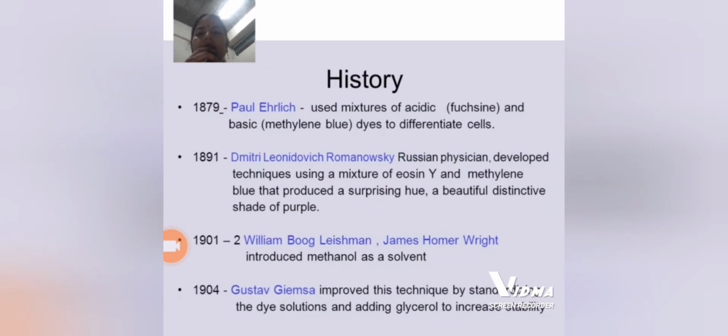First, the history. In 1879, Paul Ehrlich used a mixture of acidic and basic dyes to differentiate cells. In 1891, a Russian physician developed a technique using a mixture of eosin Y and methylene blue that produced a surprising hue, a distinctive shade of purple. Williams Leishman introduced methanol as a solvent.